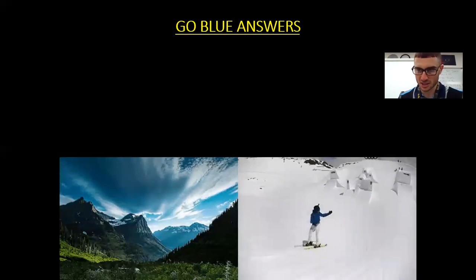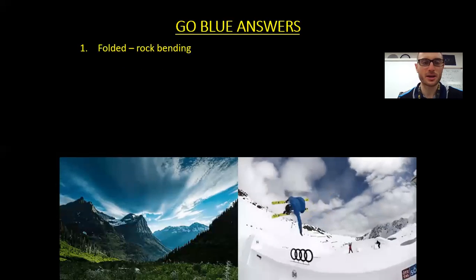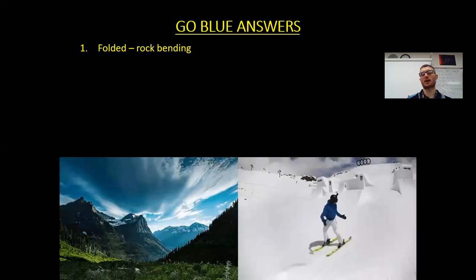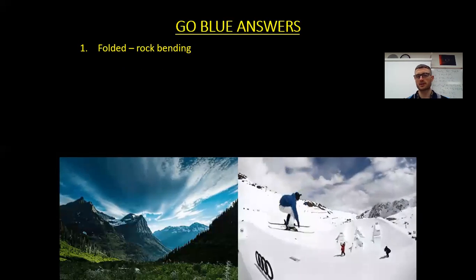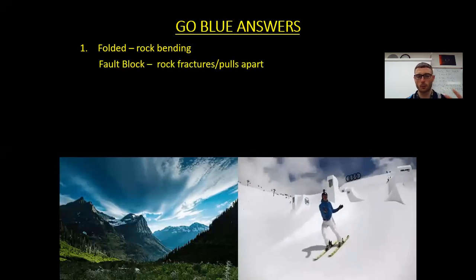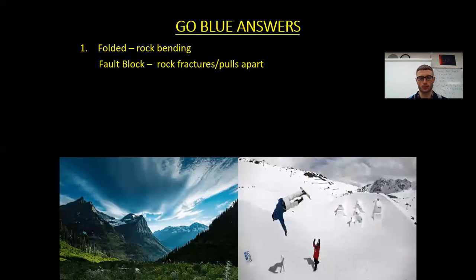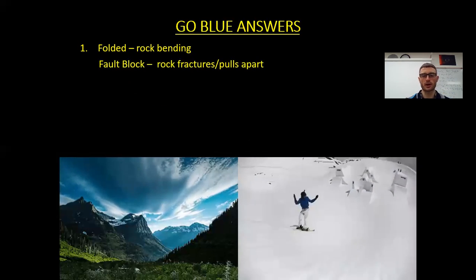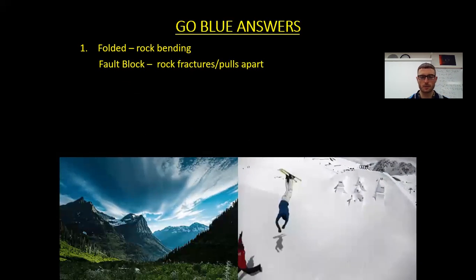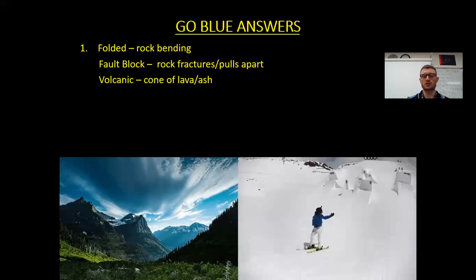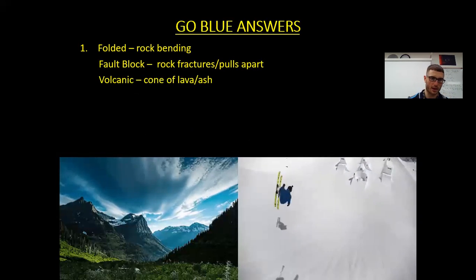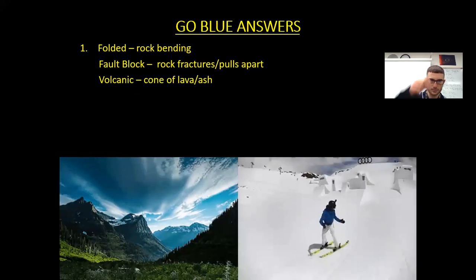Now, what are the details and specifics on that? Folded mountains are going to be rock bending. These are kind of summing up what we looked at with details yesterday. So bending rock. Whereas fault block instead is going to pull apart rock and fracture it upward. So pulling apart and fracturing that rock. Next, we're going to go over more in detail here in a little bit, but we have volcanic. Simply put, it's a cone of lava and ash. Again, a cone of lava and ash.